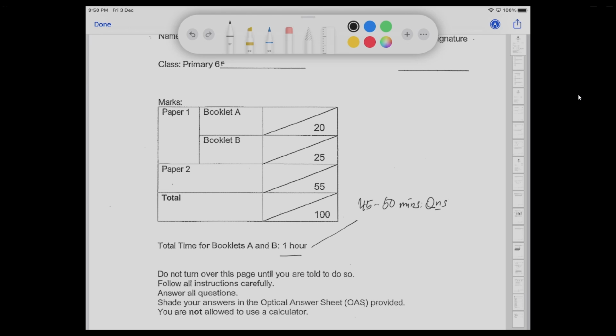So how about the other 10 to 15 minutes? Well, that is for checking. It's very important.